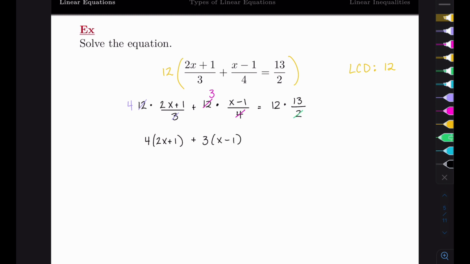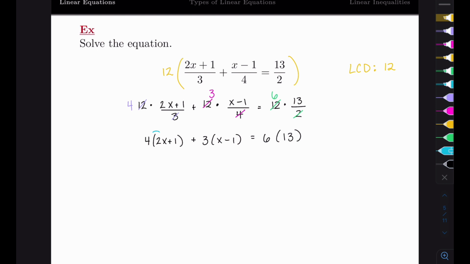And last but not least, 12 over 2 gives us 6. So we're left with 6 times the numerator. So avoid multiplying things out until you've cleaned up these fractions. Because now from here, we're doing exactly what we did in the last problem.